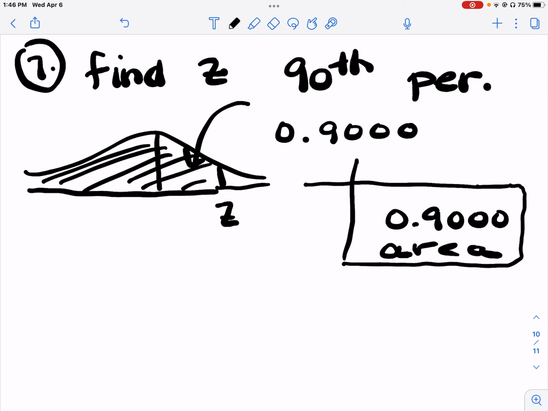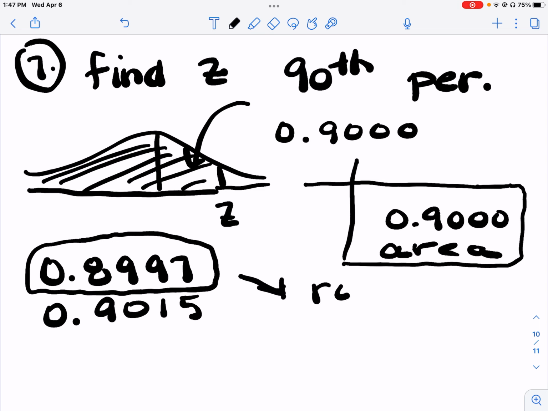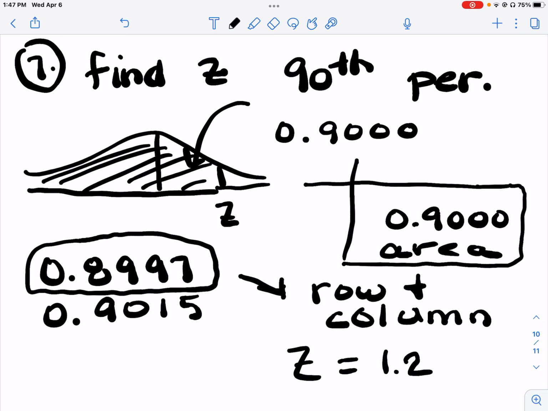So we don't find it exactly, but it is in between these two. The closer one, closer to 0.9, is 0.8997. Look at the row and column, and you'll see what row it's on is 1.2, and it's in the 08 column, so the hundredths is the 8.